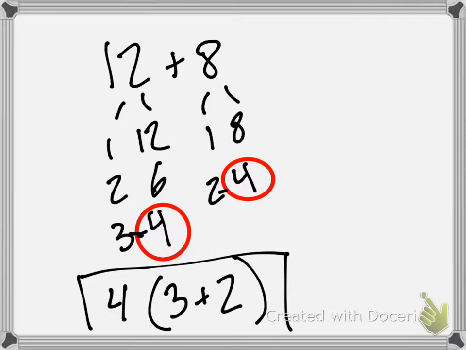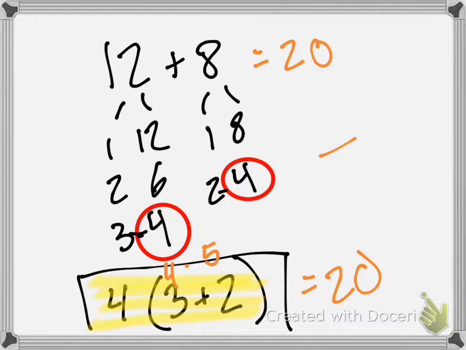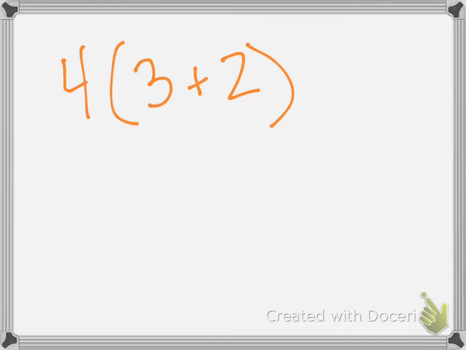I want you guys to check this. Is 4 times parentheses 3 plus 2 the same as 12 plus 8? Spoiler alert, the answer is yes. What we do is distribute that 4 to each one of those values.